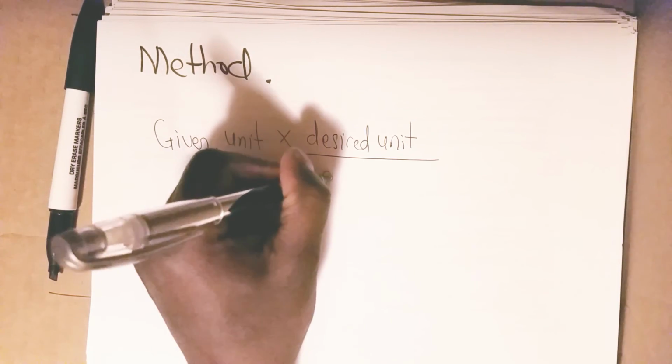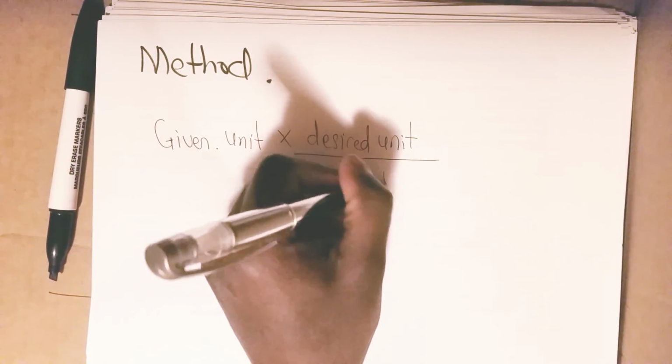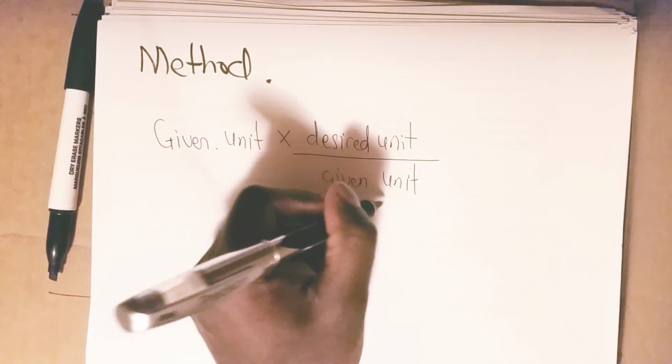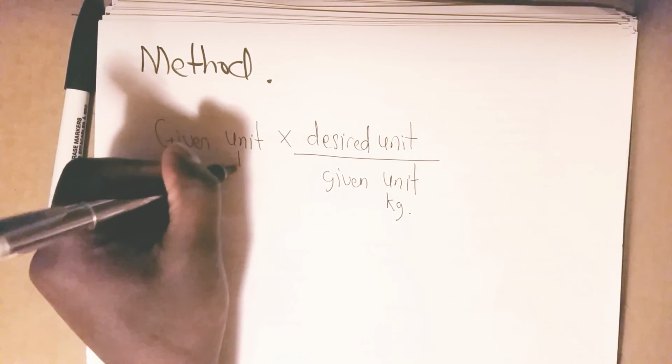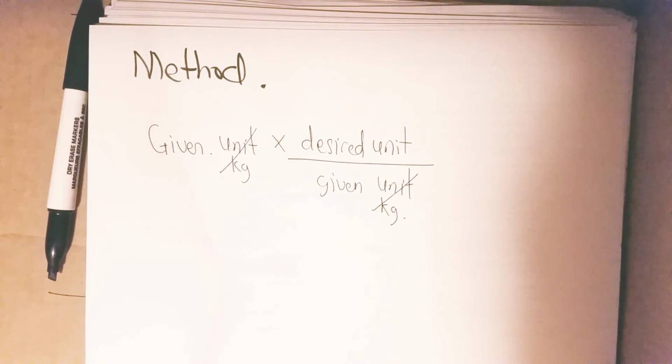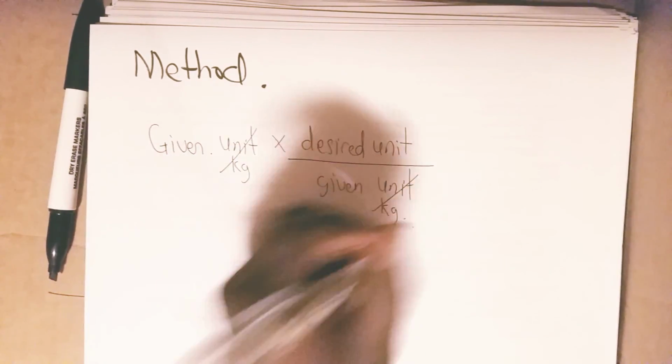So the method is, you take the given unit, you multiply it by the desired unit, the one you want to find, and divide that by the given unit. So a unit factor. The given unit means the unit, not the given number. A unit like cm, or, for example, kilograms. That's what it means for the unit. So the units cancel, and you're left with the top unit. So that's the whole idea there.